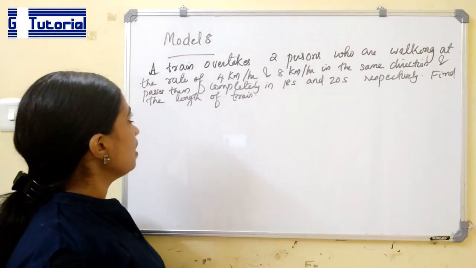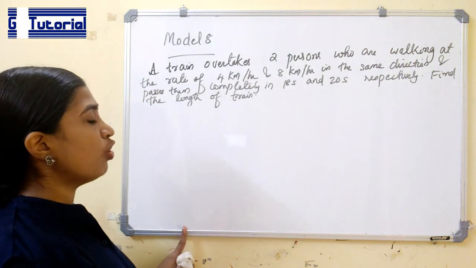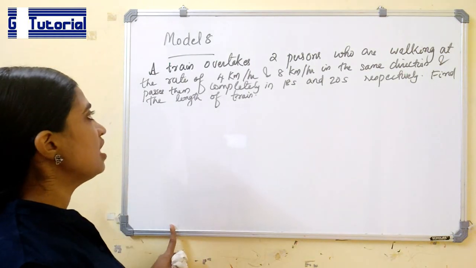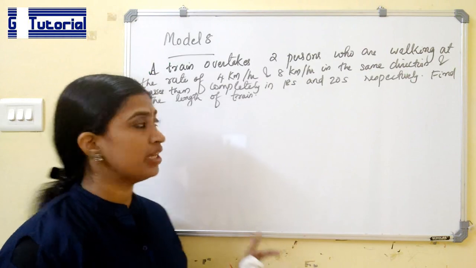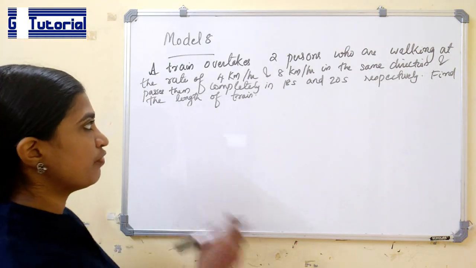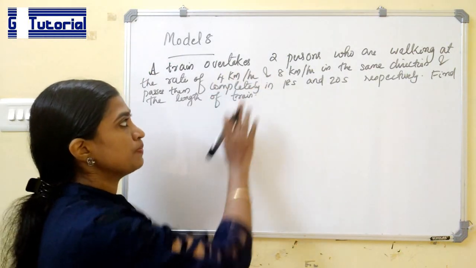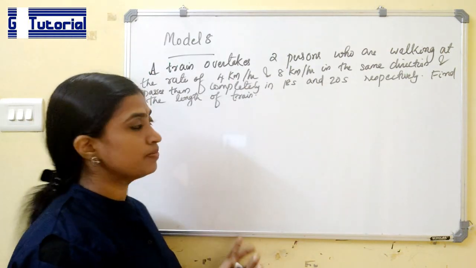This is the next model. A train overtakes two persons who are walking at the rate of 4 km per hour and 8 km per hour in the same direction and passes them completely in 18 seconds and 20 seconds respectively. Find the length of the train. Here we are asked to find the length of the train if it overtakes two persons walking at these two speeds in 18 seconds and 20 seconds respectively.